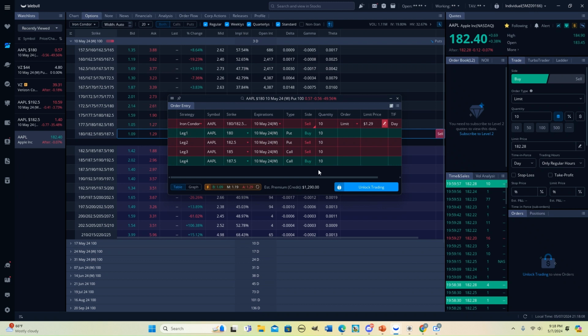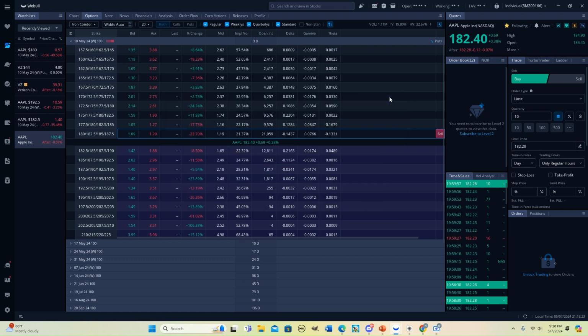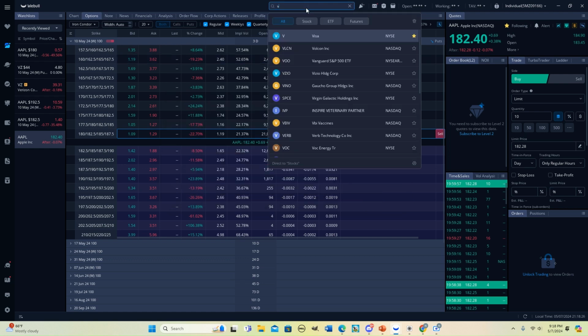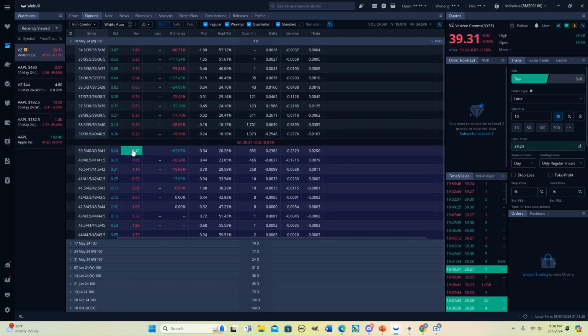Okay, so anyway, basically what you want to look for is something that's not that volatile. The thing is, again, stocks that are not that volatile do not have high premiums on their contracts typically, right? Especially cheaper stocks. So one that I used to do is Verizon, right?